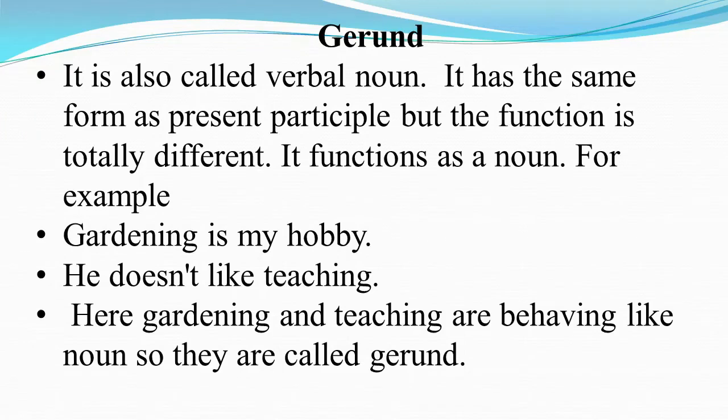It has the same form as present participle, but the function is totally different. It functions as noun. For example, look at these sentences. Gardening is my hobby. बागबानी मेरा पेशा है. He does not like teaching. उसे पढ़ाना पसंद नहीं है. ठीक है? In these sentences, gardening and teaching are behaving like noun, so they are gerund.